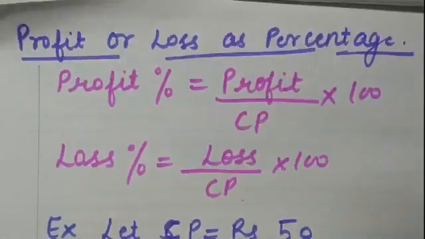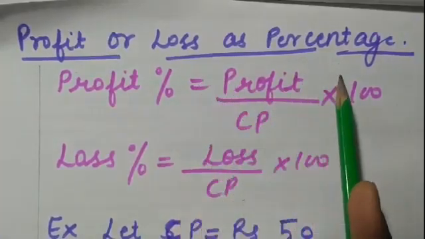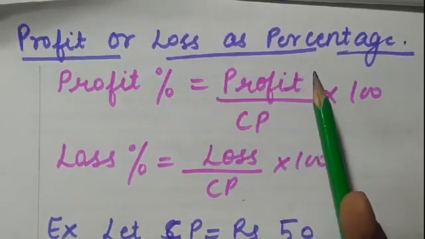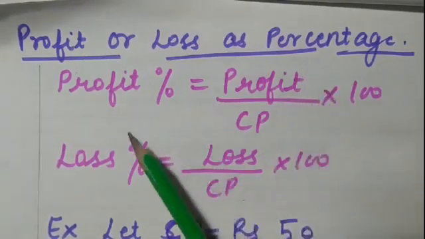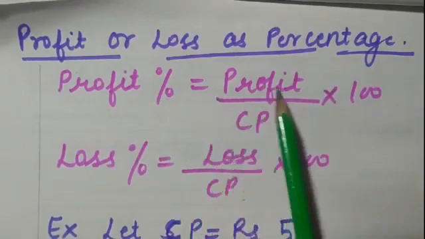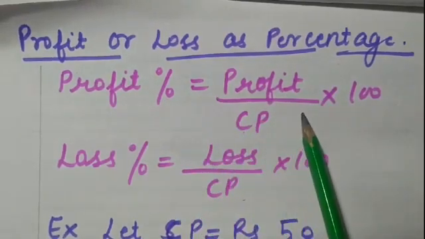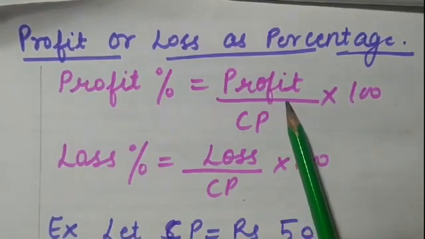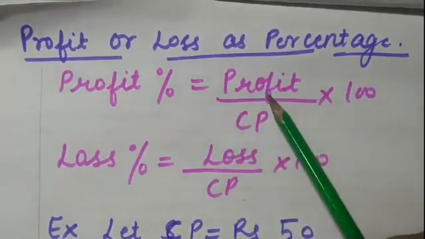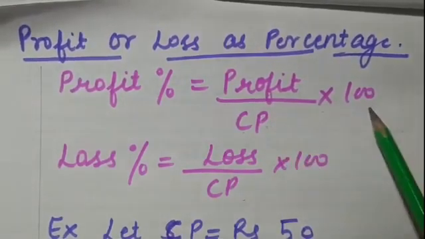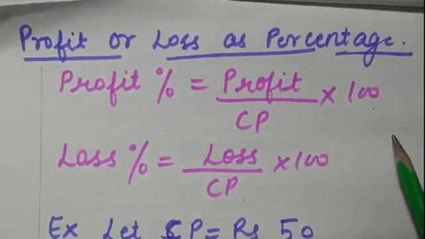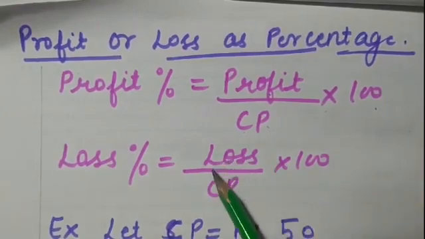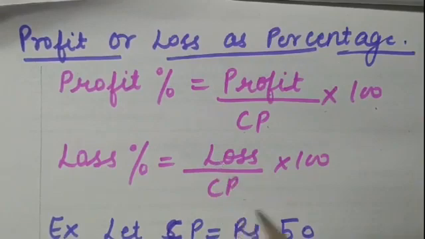After that we have learned about profit or loss as percentage. Suppose we have to convert profit and loss into percentages, then how will you convert? Profit percent is equal to profit over CP into 100. And same, if you have to convert loss into loss percentage, that is given by loss over CP into 100.